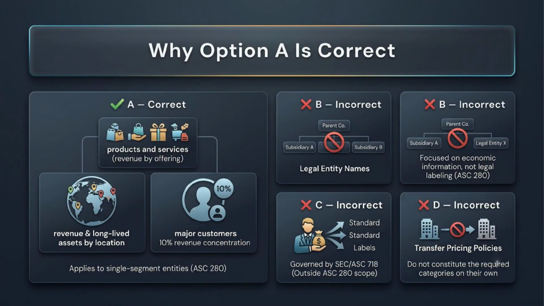The correct answer is A, products and services, geographic areas, and major customers. That is the entity-wide disclosure framework. Option B is wrong because legal entity names are not the focus. Option C is wrong because executive compensation belongs to other disclosure regimes, not ASC 280 entity-wide disclosure. Option D is wrong because inter-segment transfer pricing may be relevant to measurement or reconciliation, but it is not the entity-wide disclosure package by itself.